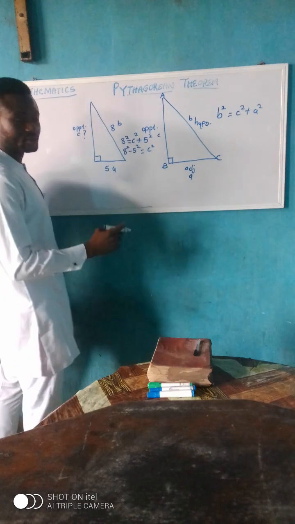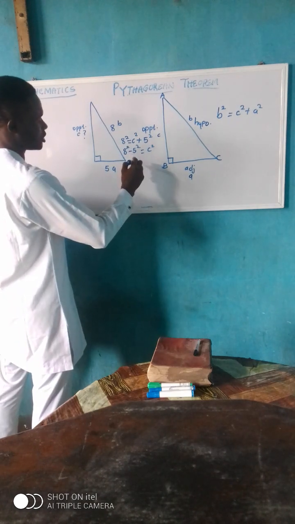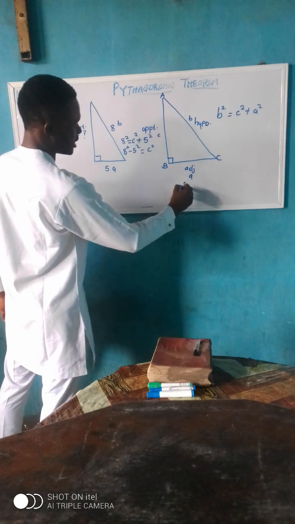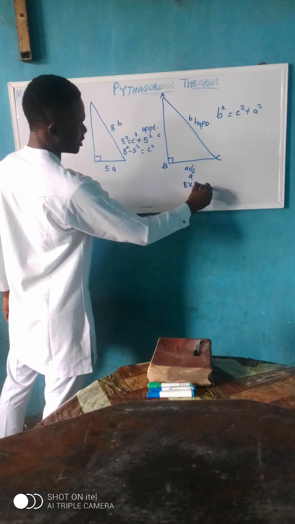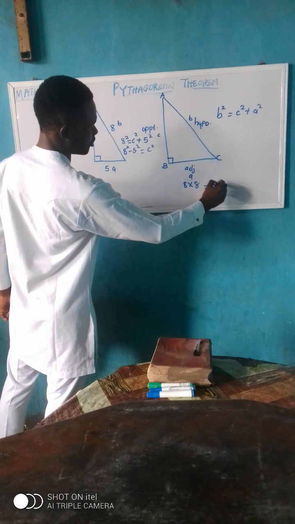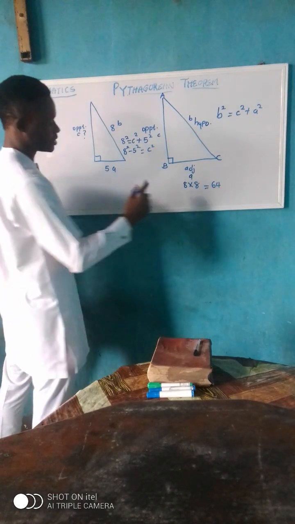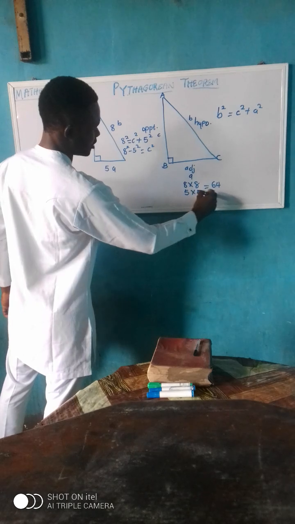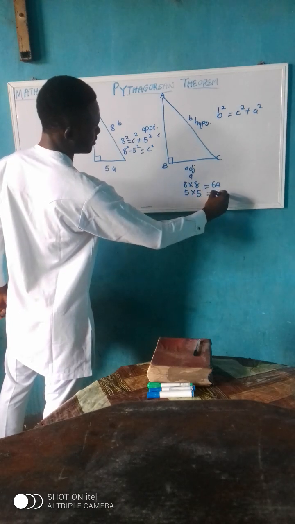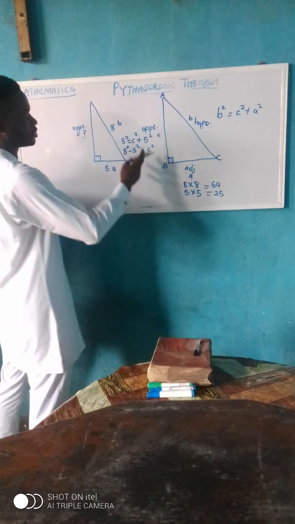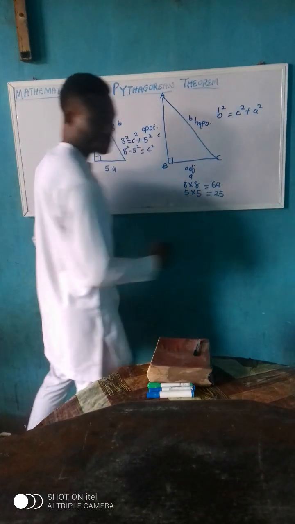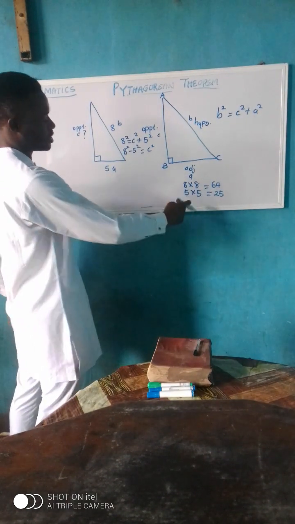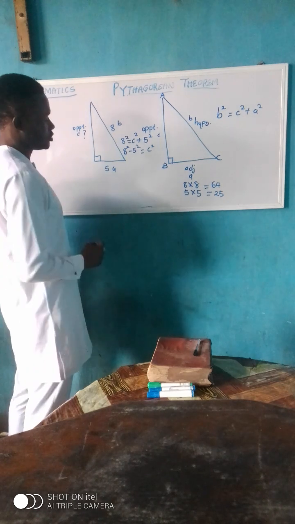So 8 squared minus 5 squared. First of all, 8 squared is the same thing as saying 8 times 8, which is equal to 64. And then 5 squared is the same thing as saying 5 times 5. Remember, when we say 5 squared, we don't mean square root of 5. People go ahead to say square root of 5 or square root of 8. We're looking at square. So square is 8 times 8, and 5 times 5, which will give us 25.